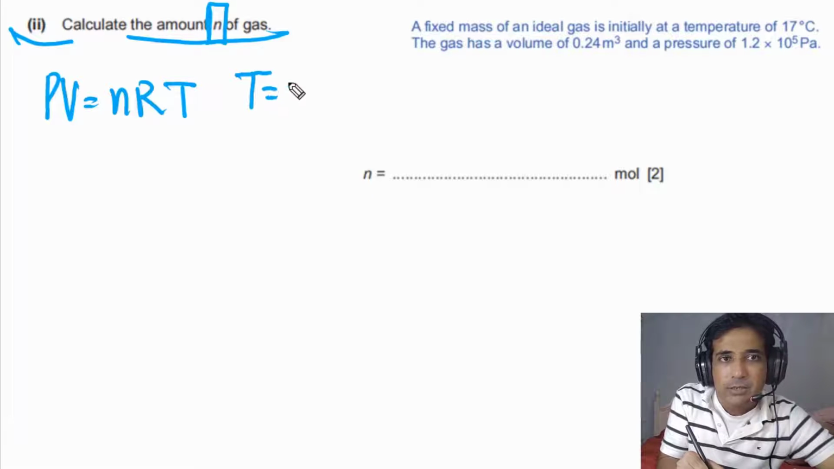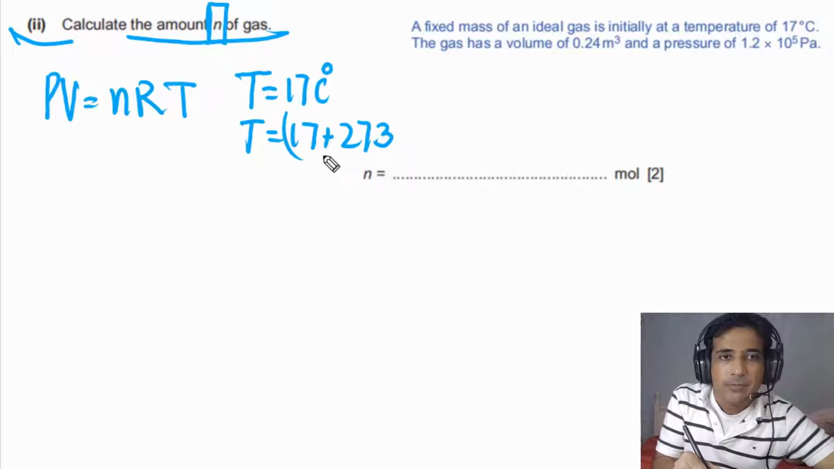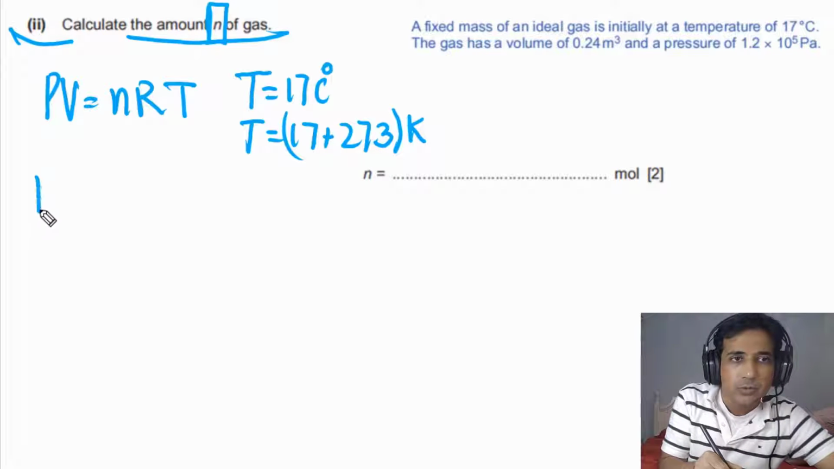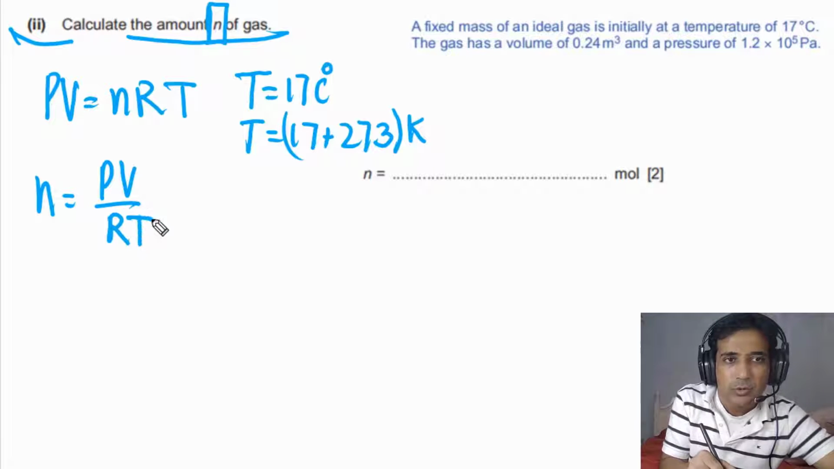T is given to us, that is equal to 17 degrees Celsius. We can convert this T into Kelvins by adding 273. This one is value of temperature in Kelvin. So the unit for this one is Kelvin. Now simply we need to use ideal gas equation. We can rearrange, we can write down n is equal to PV over RT.